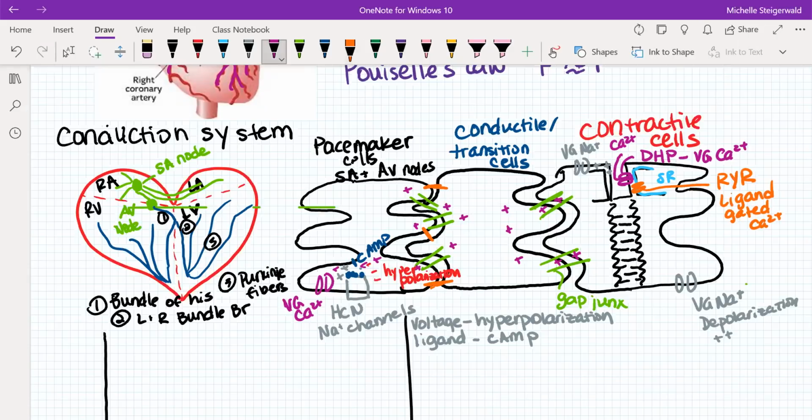So this calcium that came in through the DHP, because we had the depolarization from the sodium, can now bind to the RYR receptor, and that's going to allow the calcium that was in the SR to move out and into the sarcoplasm. So we know the story.